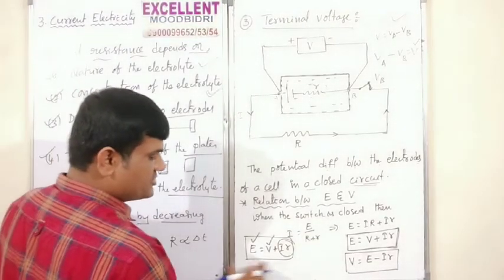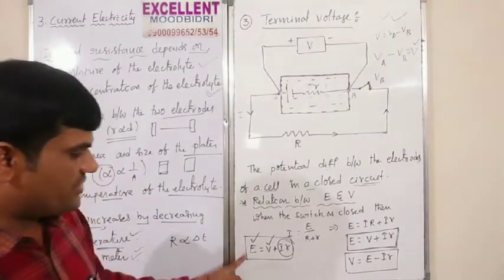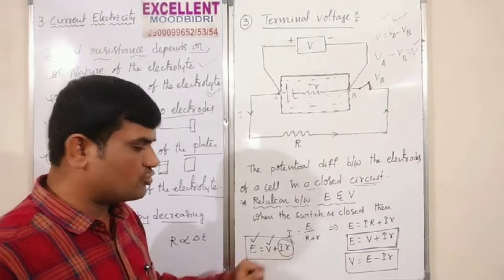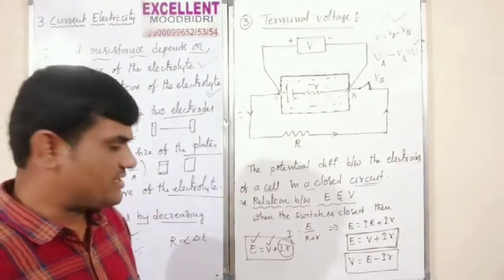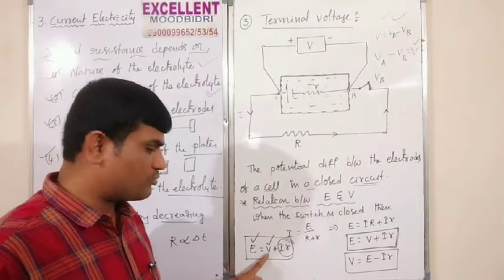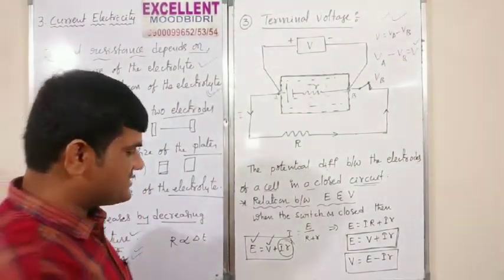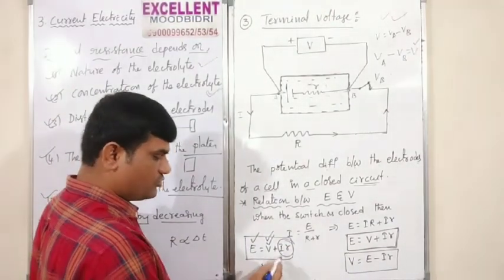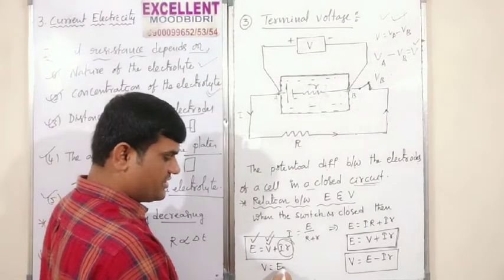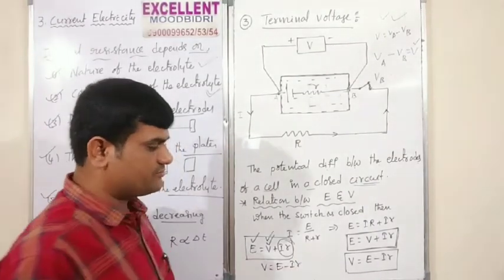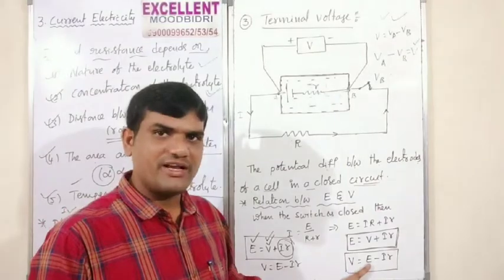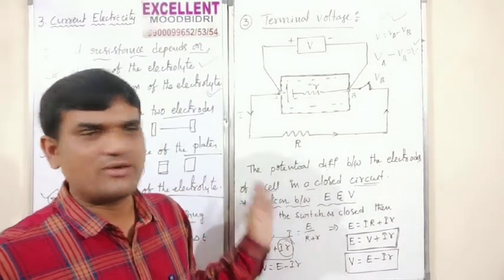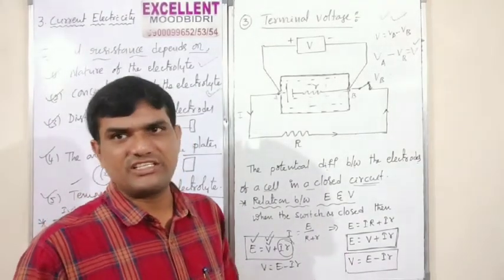Okay, that is not required right now. So now you can observe there. What is the formula? E is equal to V plus I into r. This is the EMF and terminal potential difference formula. As well as, if I want the terminal potential difference, V is equal to, transferring this to that side, E minus I into r. V is equal to E minus I r is a very, very important formula for terminal potential difference.